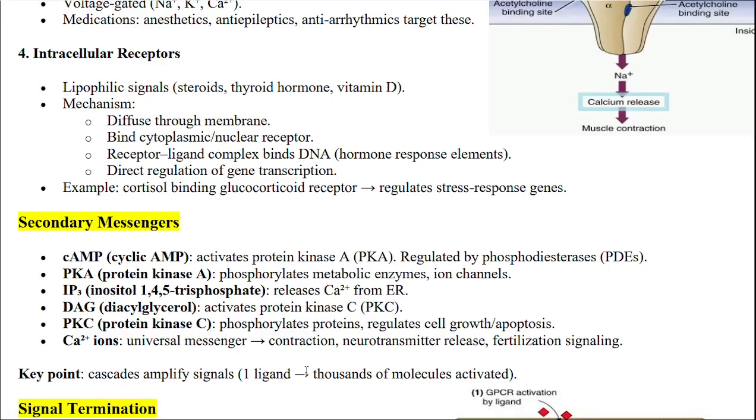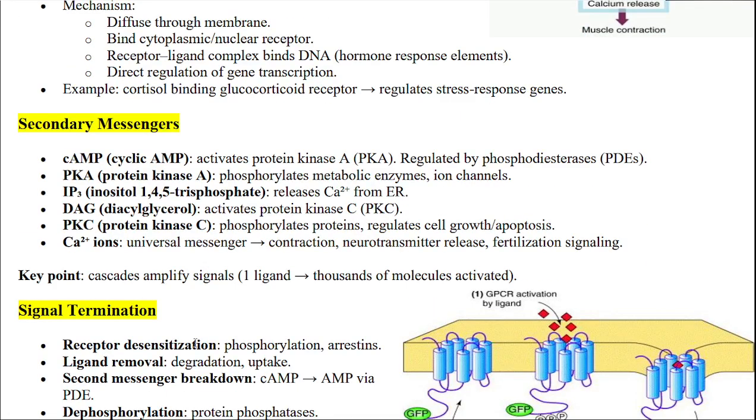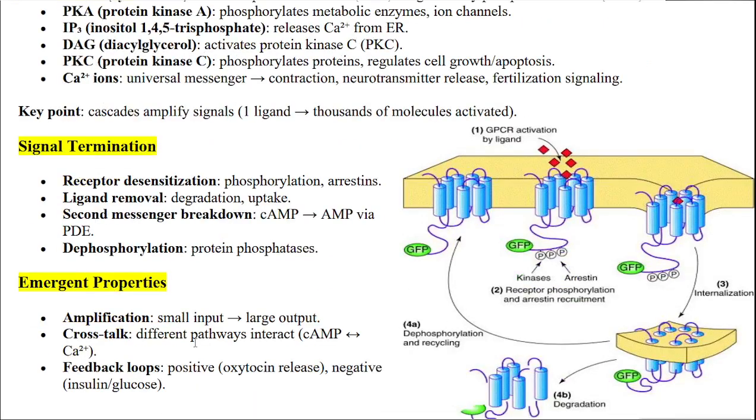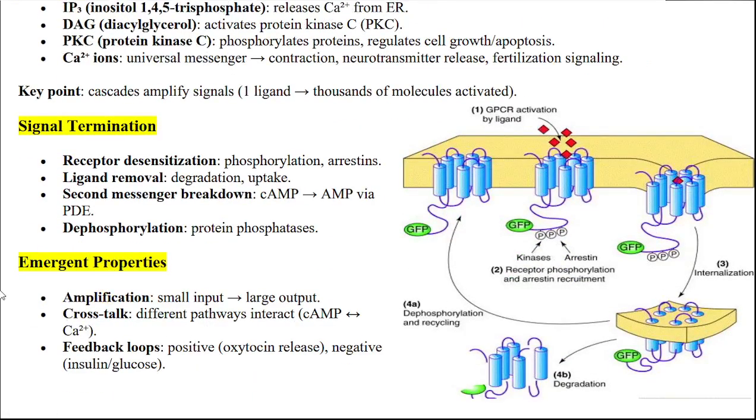Turning it off, signal termination, seems just as important as turning it on. Absolutely vital. If signals weren't terminated efficiently, cells would be overwhelmed, unable to respond to new stimuli, and locked into potentially harmful states like constant contraction or proliferation. Control requires an off switch. So how does the cell shut things down?